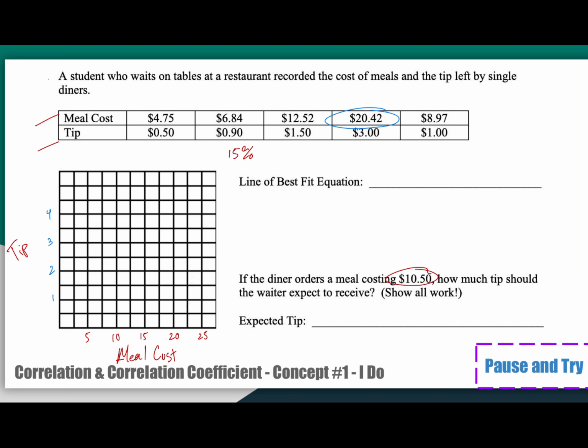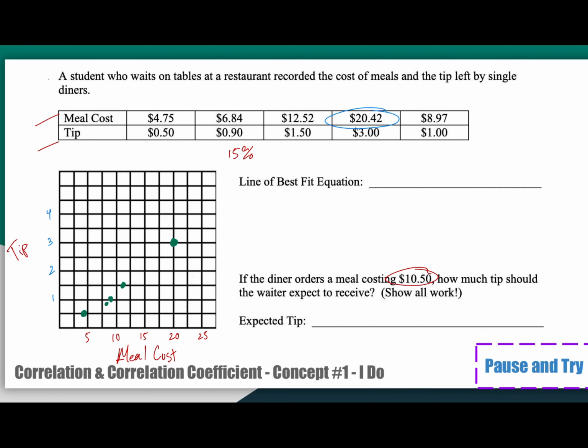So let's get into plotting here. At 4.75, the cost would have been about 50 cents, so that's about a point there. We have 6.84 and 90 cents, so kind of right about there. We have 12.52 and 1.50. We have 20.42 and 3. It's a little bit off to the right, but that's okay. And then 8.97 to bring us back a little bit, and 1. So 8.97 and 1 is about there.